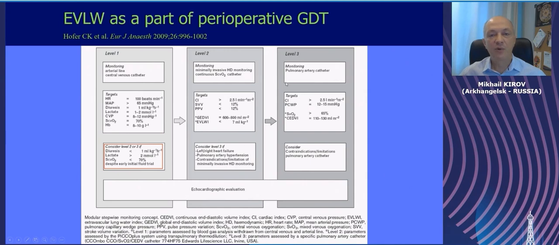Lung water can be a part of perioperative goal-directed therapy, as has been shown in the case of the hypoperfused patient with increased lactate and hemodynamic instability. The next step can be thermal dilution measurements with lung water.